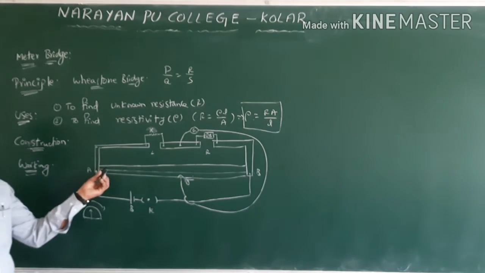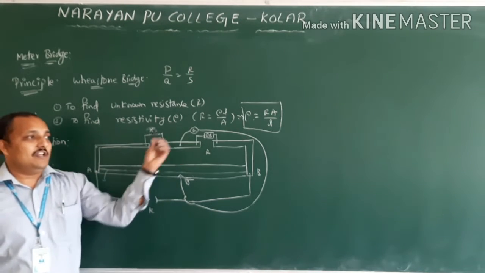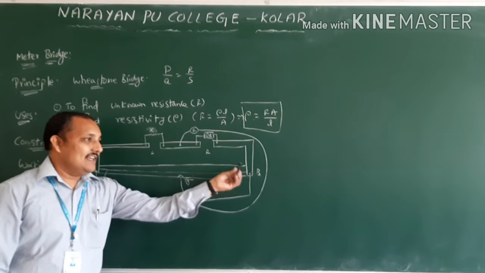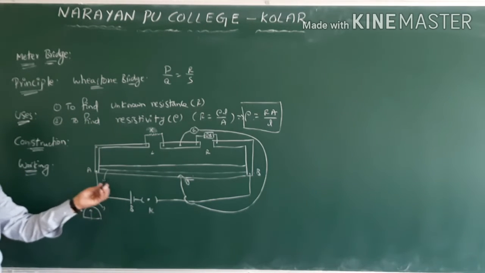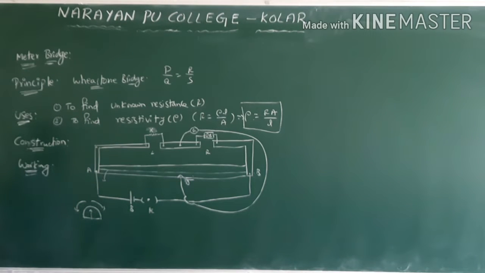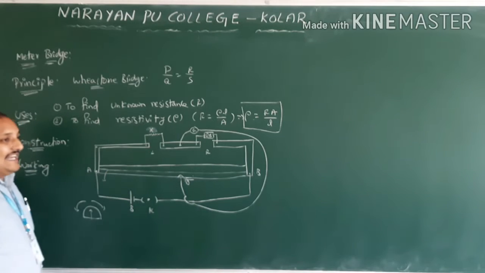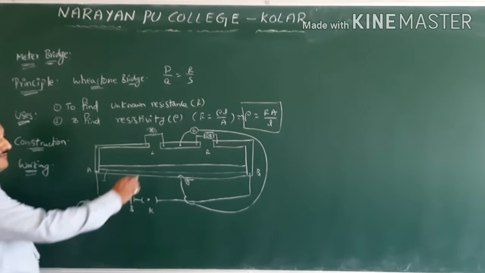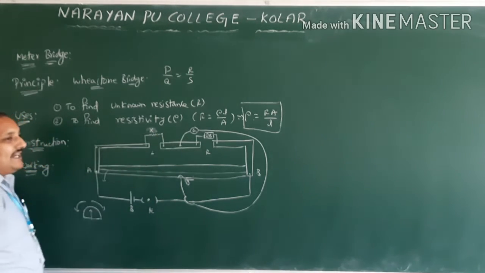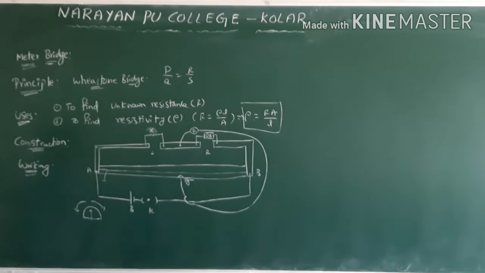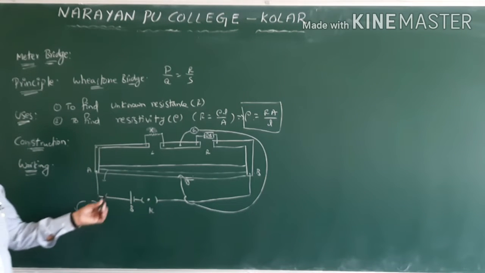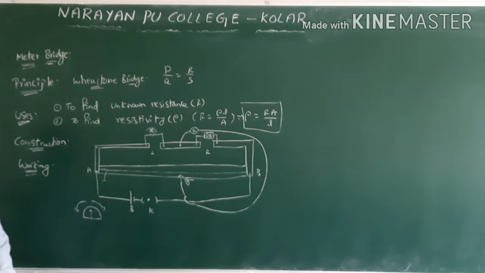If you keep the jockey on the left side, the galvanometer will show deflection towards right. If you keep it on the right side, the galvanometer will show deflection leftwards, opposite sides. Then your connections are correct. If it is not showing like that, somewhere the connection is loose, you have to make it tight, then it will definitely come. Okay, this is nothing but how to check whether connections are correct or not.